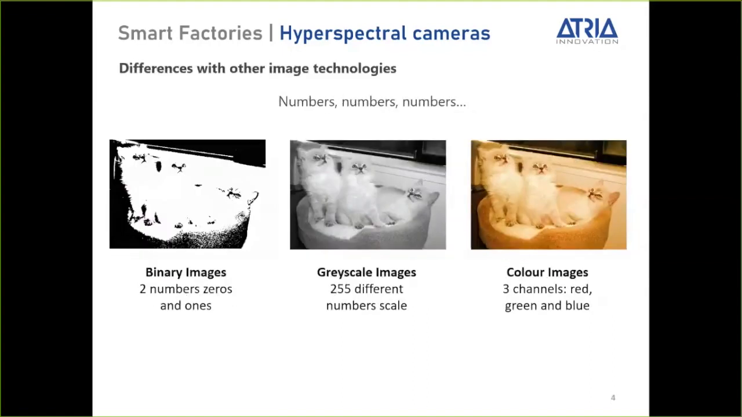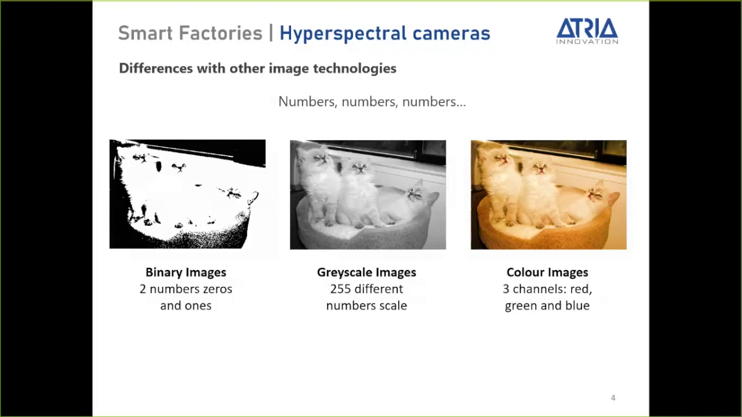The difference with other image technologies is that they can be perfectly useful for different applications. We have to select the one we need, not more. We have, for example, the most basic, which would be binary images. They are two numbers, zeros and ones, very simple. Then the next level would be grayscale images, in which we have a 255-number scale. And it can be useful to detect some different contours, etc.